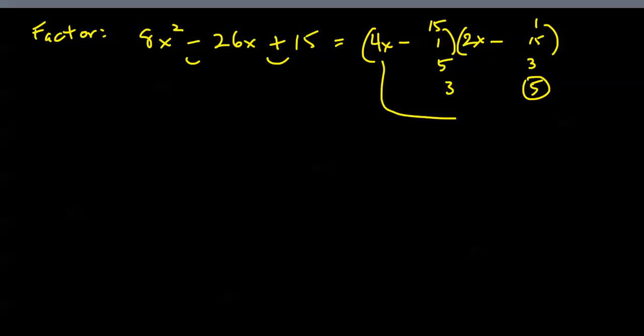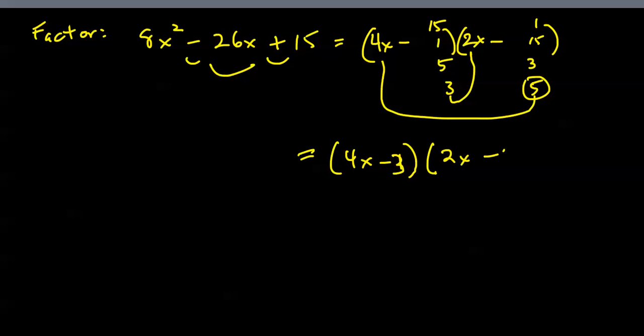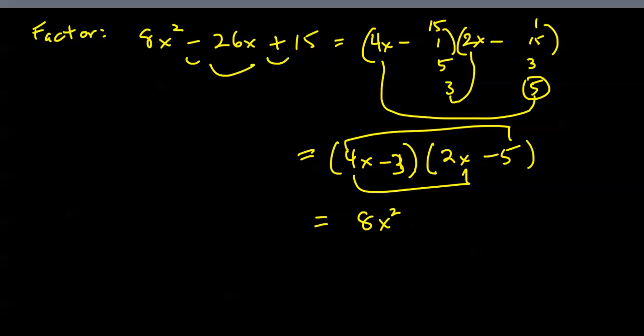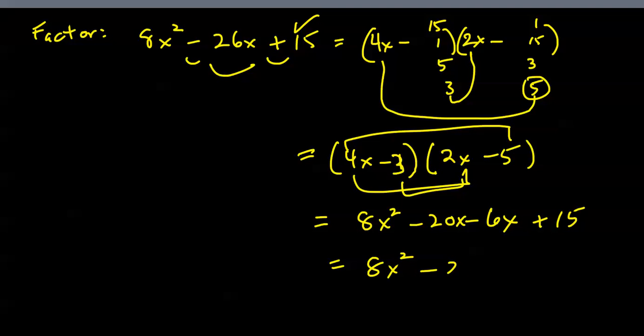Again, negative 20x, minus 6x is minus 26x. Yeah, so that works out. Let's check it again. 4x minus 3 times 2x minus 5. All right, I'll get 8x squared, if I check it, minus 20x, minus 6x, plus 15. All right, so again, correcting that copy error, I do get the product I need.